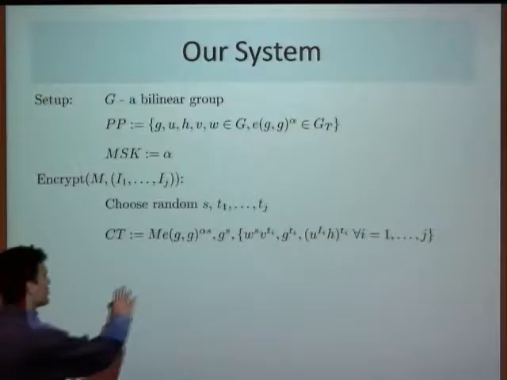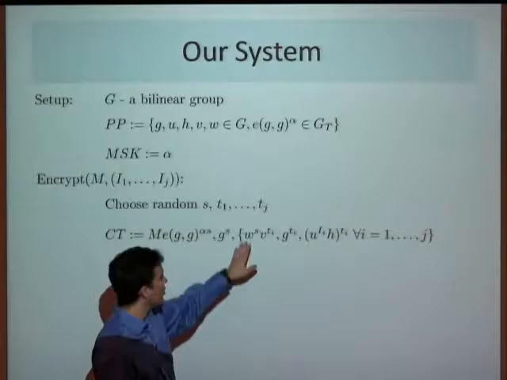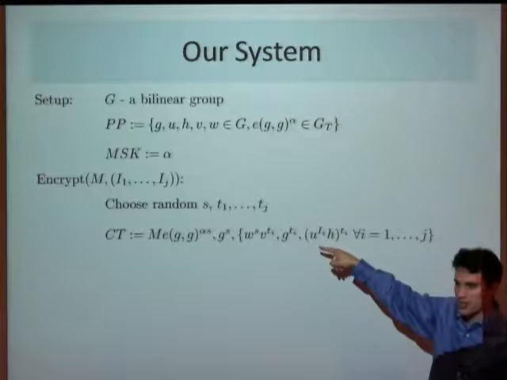So we take our message m, blend it by e of g, g to the alpha s. We kind of saw that before. We have this g to the s part. But now what we do is for each different level, for level 1, 2, all the way to j, we have this w to the s term, which is this global thing, but the main point to get across here is that we have this individual randomness on each level.